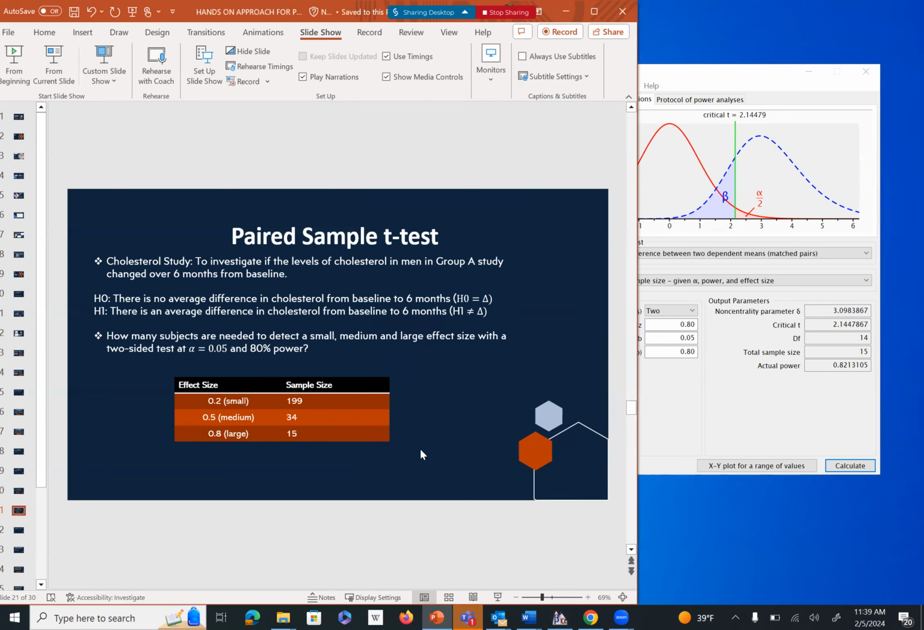And these are the answers here. So you see, with a small effect size, we needed a large sample size to detect a small significant difference between their pre and post results. And as your effect size increases, your sample size is reducing. You don't need that many participants to detect a medium or a large effect between your pre and post test results.